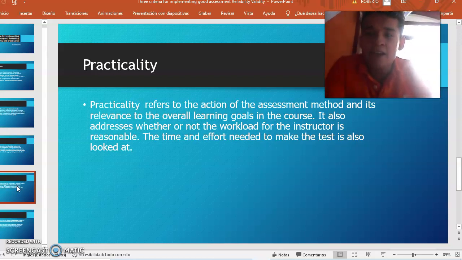Now, for practicality, we want to look at if the test is too long, if the test is reasonable, if it's good, or if the test has objective questions, like let's say if it has true or false questions, or if it has multiple choice questions. It basically helps identify what type of tests we need to use in order to provide a good learning experience for our students.